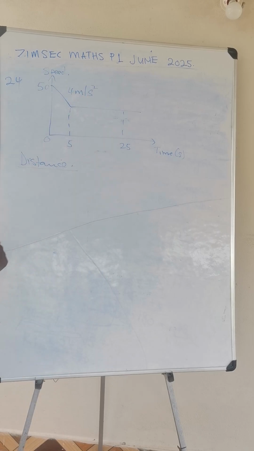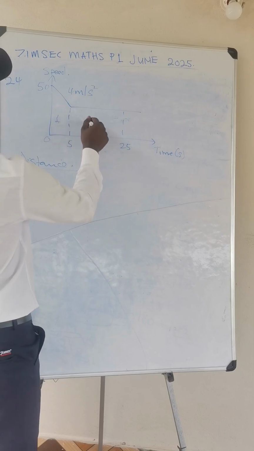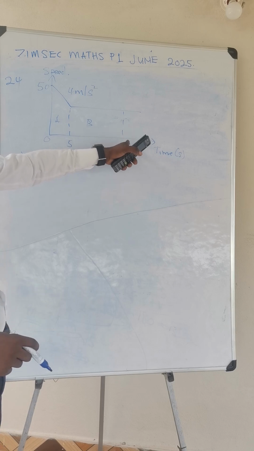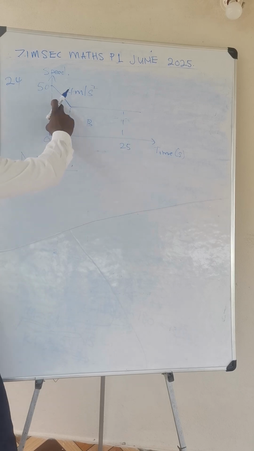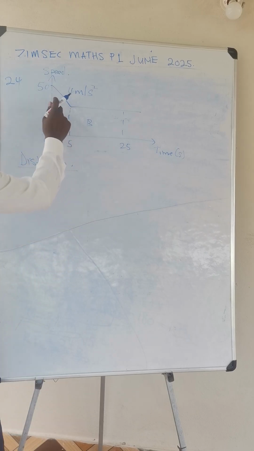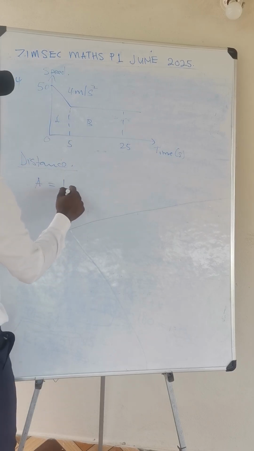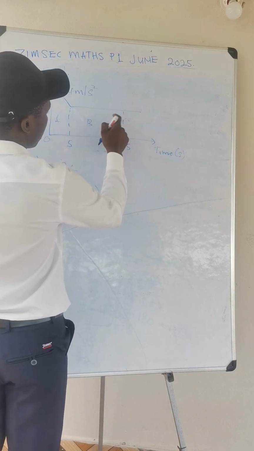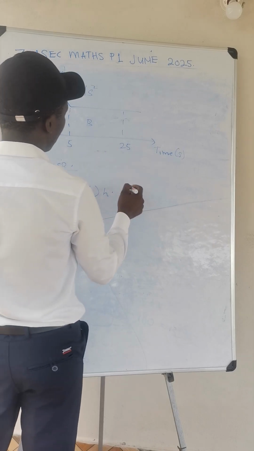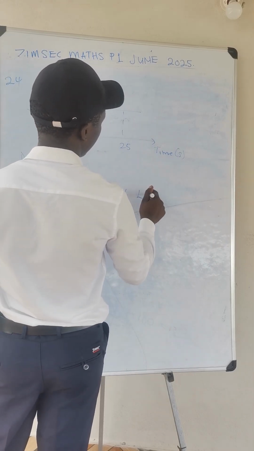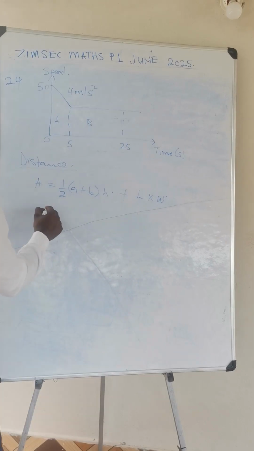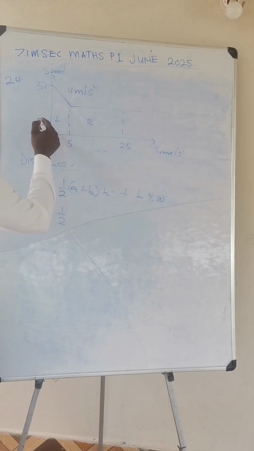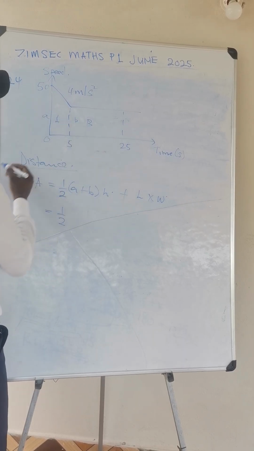The only thing we are asking, if it is the distance, it's simply the area under this graph. So we have to find the area of this and combine them together. This is the distance traveled by the object in the period of 25 seconds. So this is a trapezium, this is a rectangle. So let's start with this one. Area of a trapezium is equal to half A plus B multiplied by height, plus the area of a rectangle, which is length times width. Let's call this A, then this is B, then this is height.